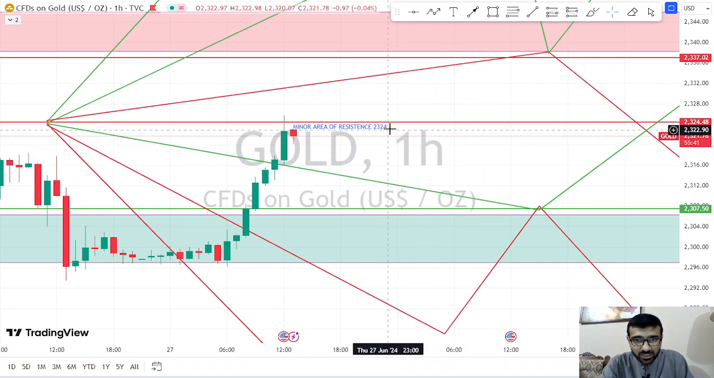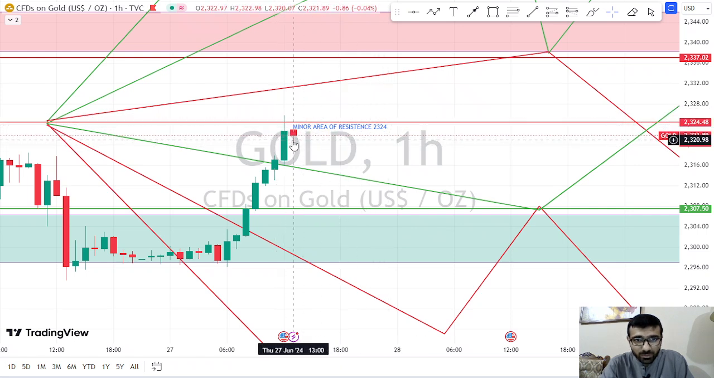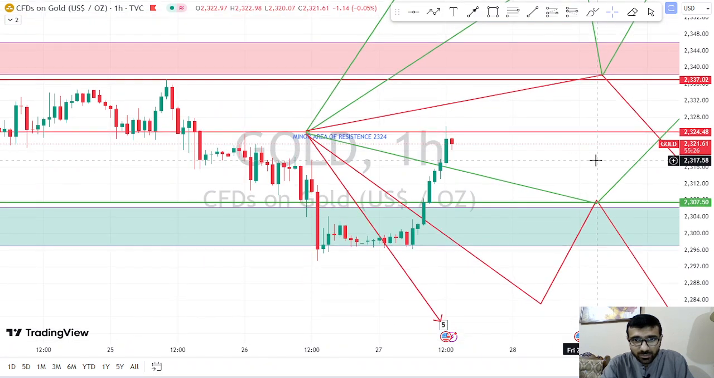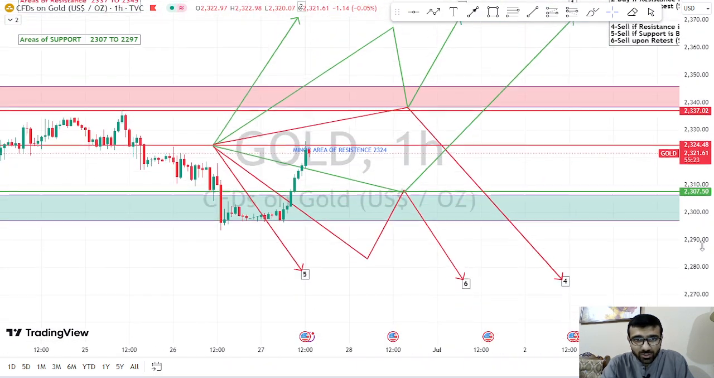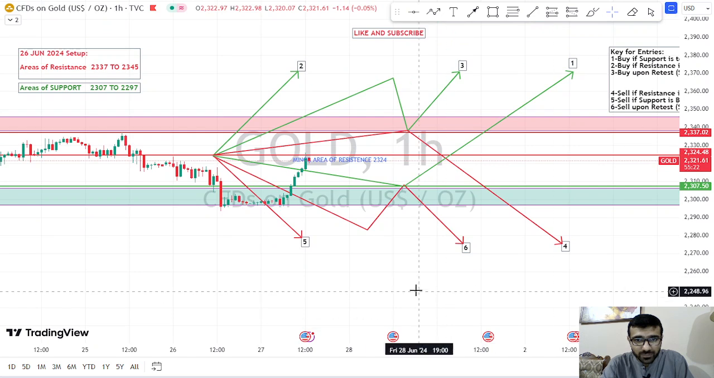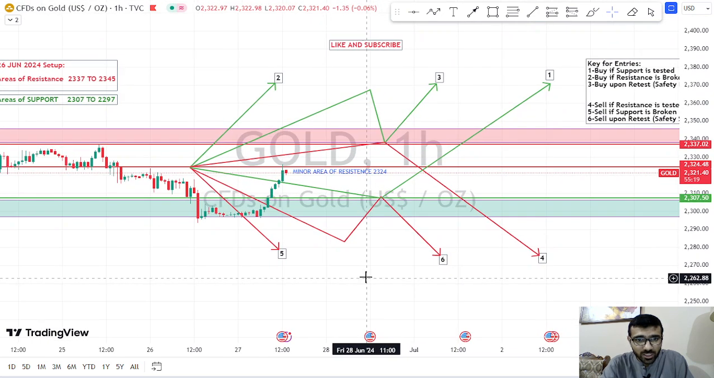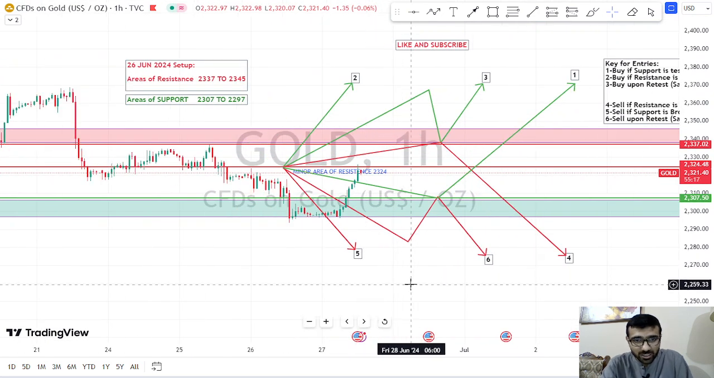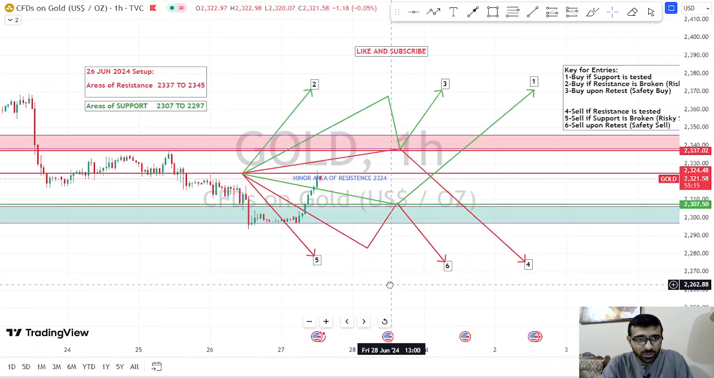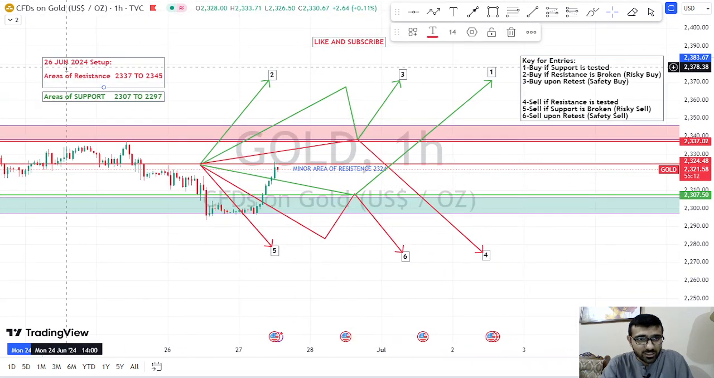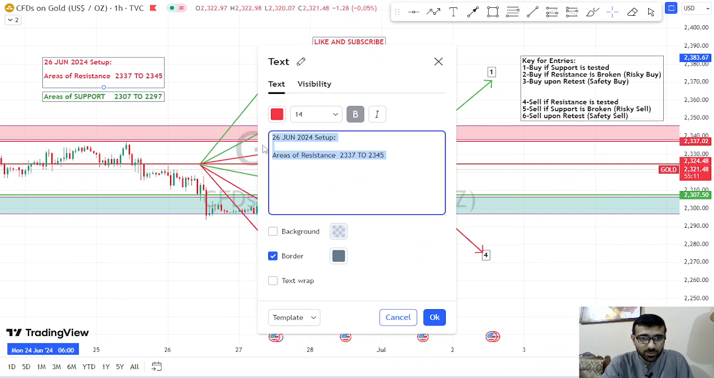And then you guys can see that we have marked this minor area of resistance 2324, and you guys can see that market has tested this area and rejected this area, and now market is trying to get down and bears are trying to control this market. As you guys know that market is currently bearish for this gold, so we are looking for some good selling positions in this market. Okay, so we will now move forward these scenarios for 27th of June.